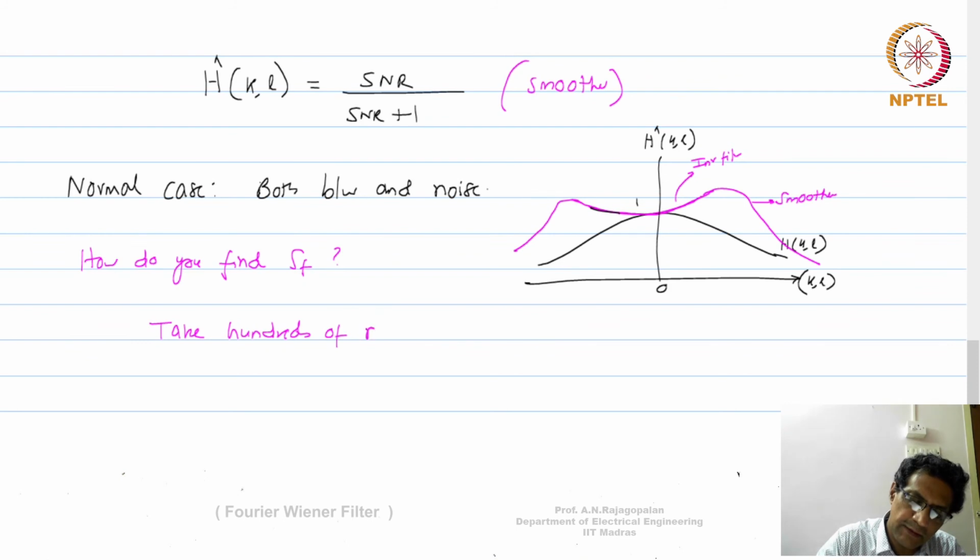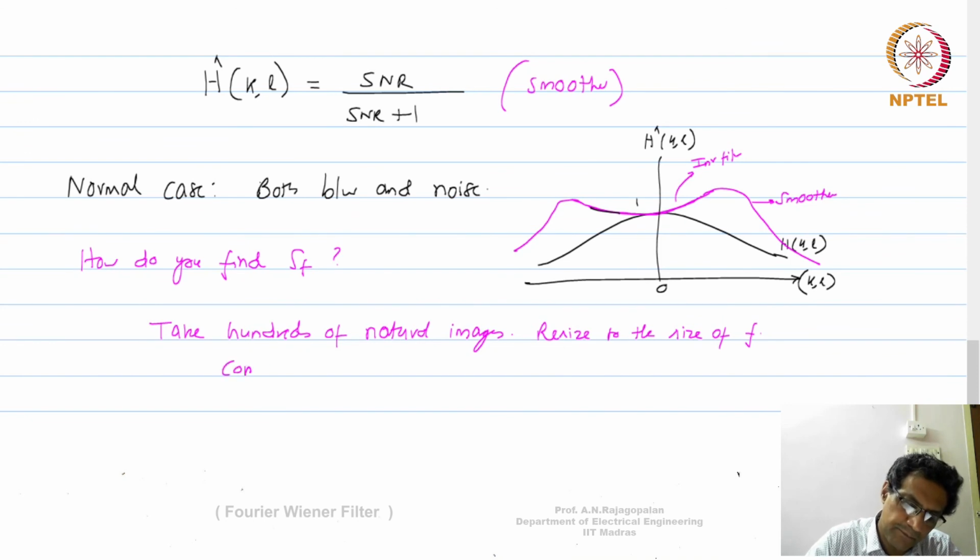Take hundreds of natural images, compute the Fourier transform. Of course, resize them to the size of the image that you have on hand, so resize to the size of F or G that you have with you, and then compute their Fourier transform.